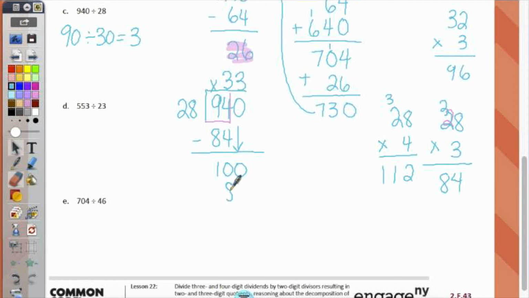This is very similar to the last problem. How did I know it was 84? Because that's what we just used. So this regrouping, I can just think in my mind 100 minus 84. Or I could go ahead and do my crossing off. This is a 9 and this is a 10. 10 minus 4 is? So 16 is my remainder. Is that less than 28?